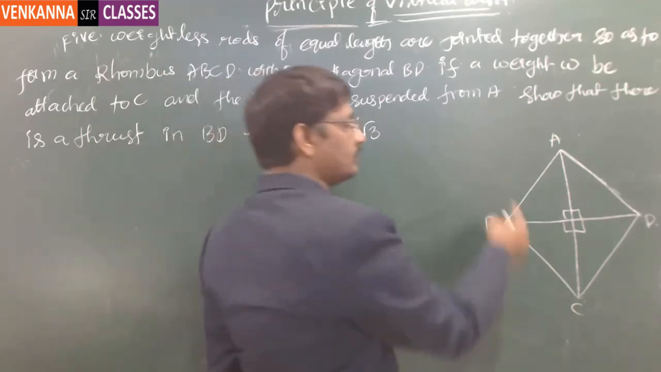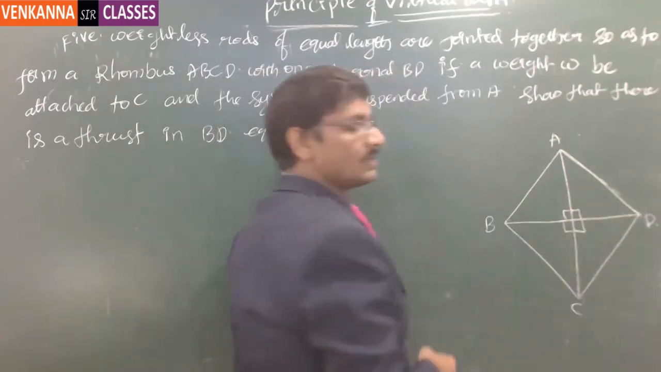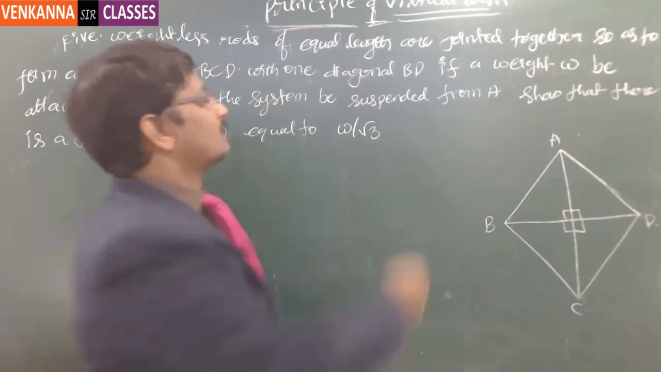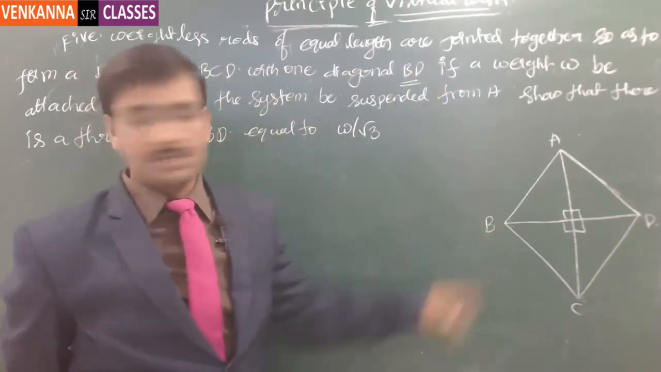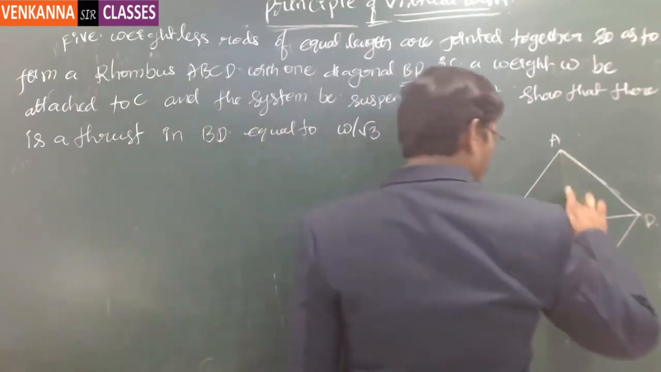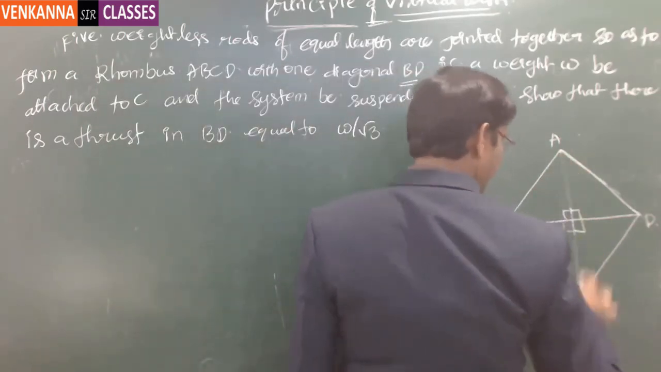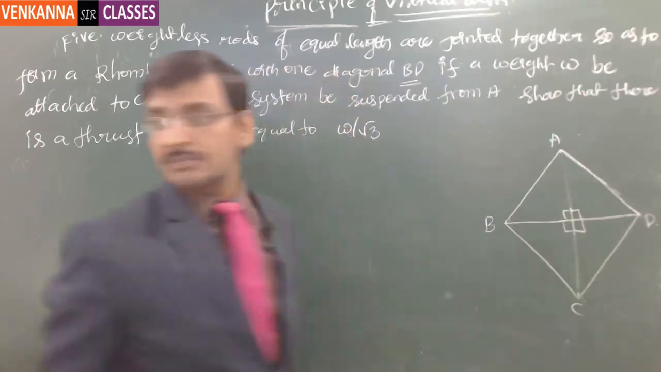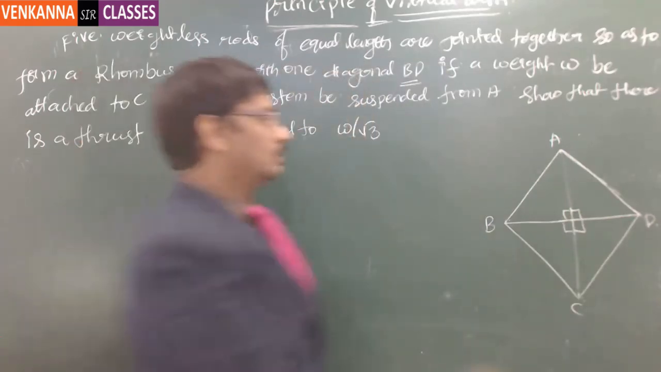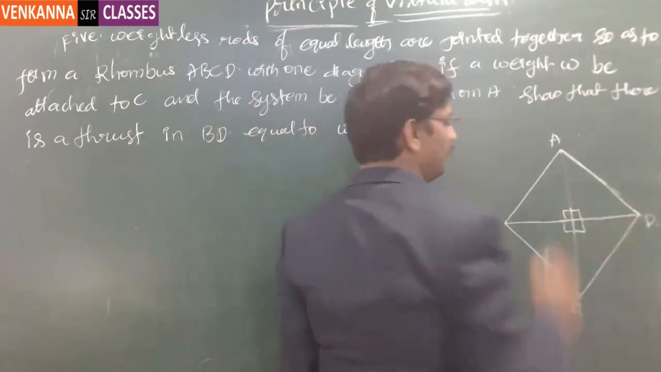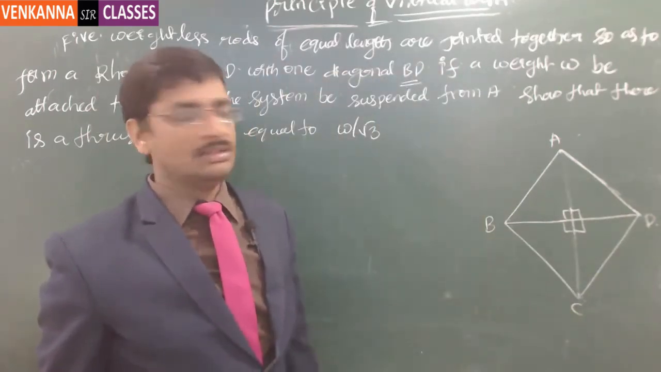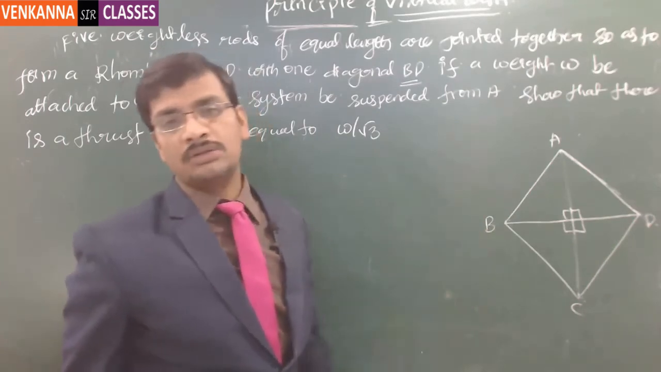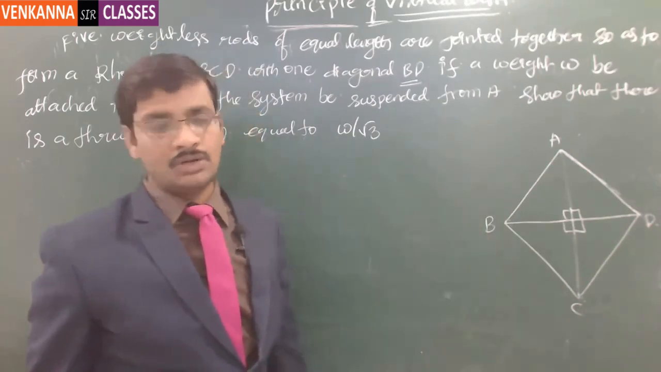Now actually to form this rhombus we need only four different sides. But one side he explicitly mentioned that BD is also a rod. That means this is not the rod, and this is how the structure is. Right? So this ABCD along with BD, five different rods are there. All are of equal length and no weight for every rod, right?